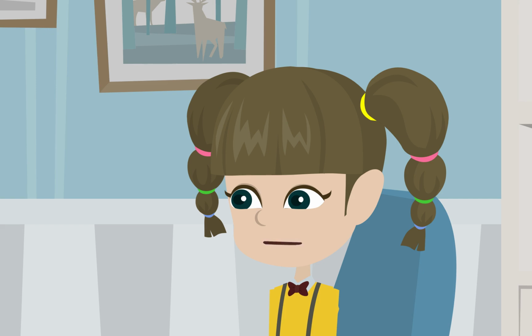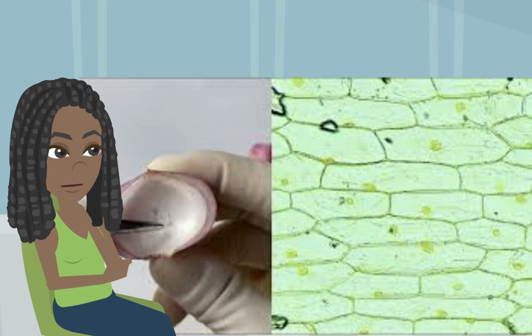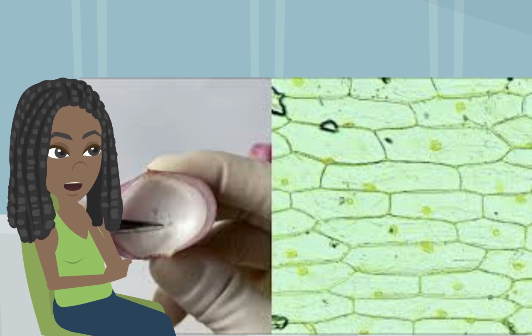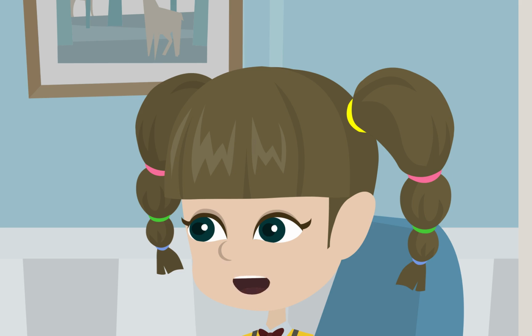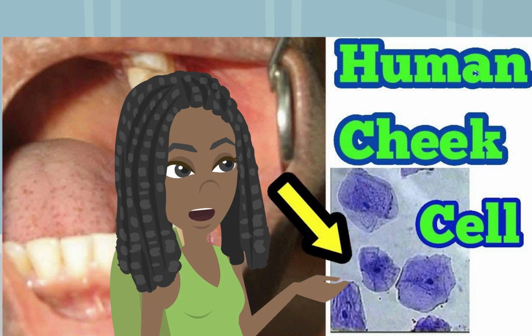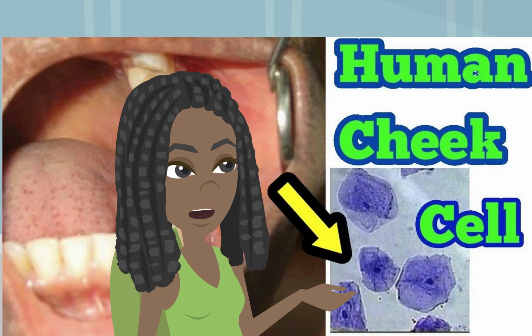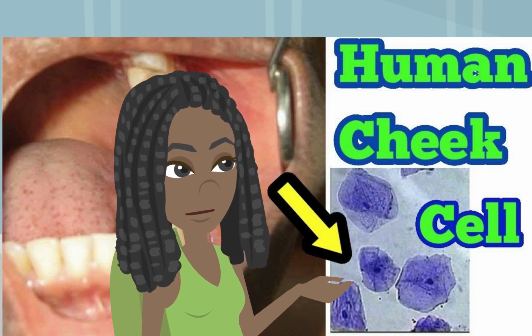How can we see these cells? You can prepare a slide using an onion peel. It's a simple way to observe the cell structure under a microscope. And what about animal cells? Can we see those too? Absolutely. You can scrape the inside of your cheek and prepare a slide with that sample to observe animal cells.